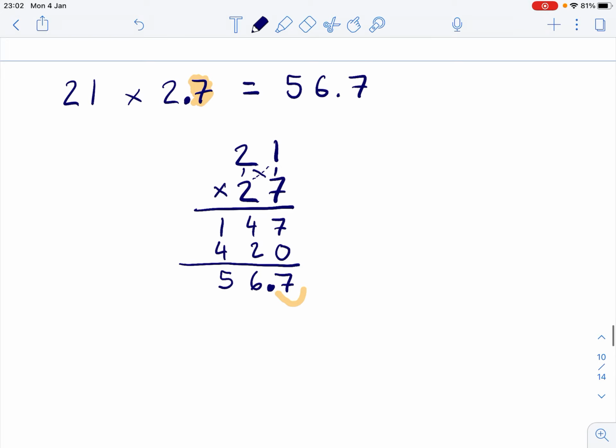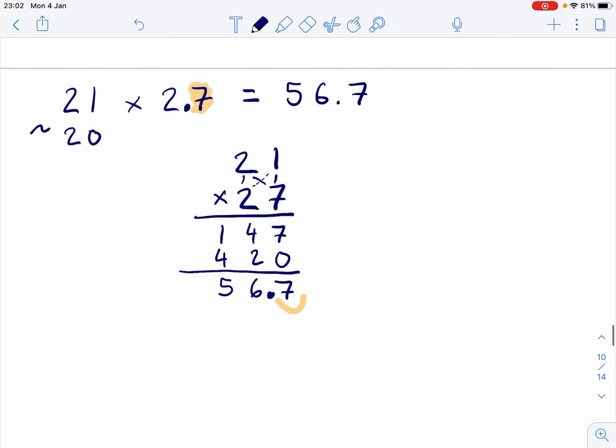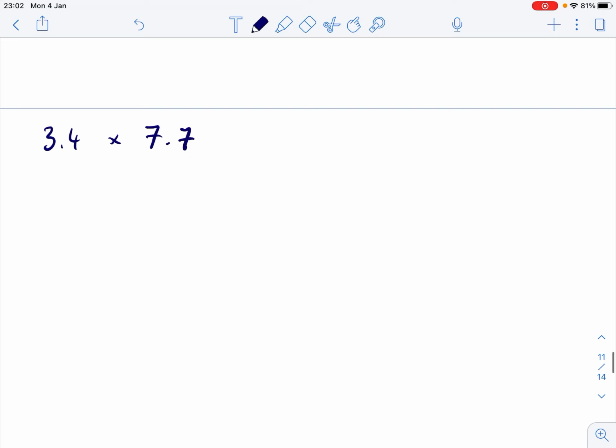So 21 is roughly 20. 2.7, well that's roughly 3, isn't it? Which is 60. So are these quite close? Yeah, they're quite close. So that gives me confidence that my final answer is correct. Okay. Let's have a look at example 2.